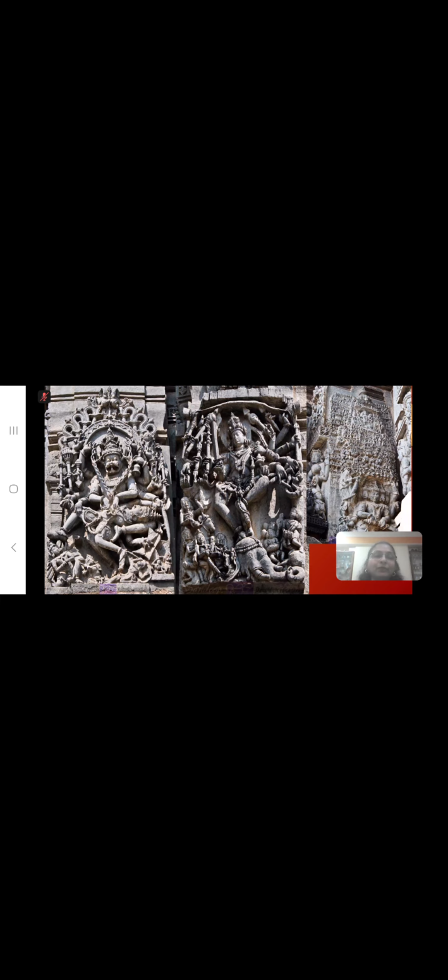You see this Narsimha avatar of Lord Vishnu killing Hiranyakashipu. This is Gajasur Samhara by Lord Shiva. Gaj is the elephant. He kills this demon in the form of an elephant, and he is holding his hide in his hand and dancing. This is Gajasur Samhara.